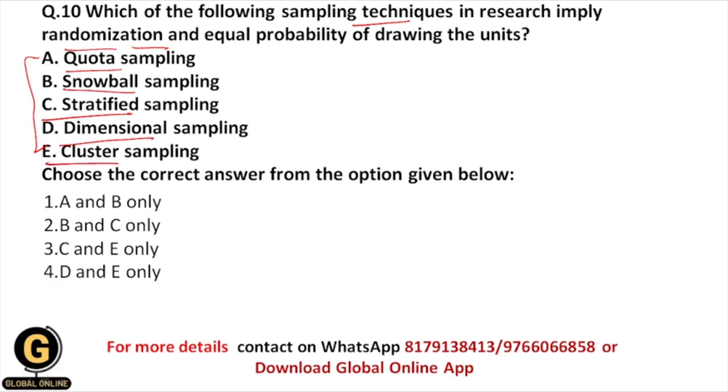Here the probability sampling procedures are stratified and cluster sampling. As we have seen in this video, quota and snowball sampling are all non-probability sampling. That's why the remaining options are stratified and cluster sampling, and those are the probability sampling techniques, and that's why your correct answer should be C and E only. Okay, C and E only, stratified and cluster sampling.